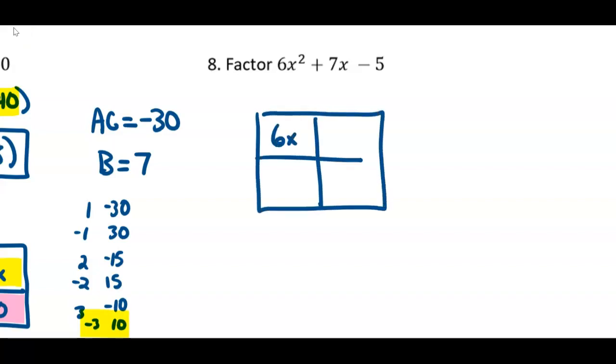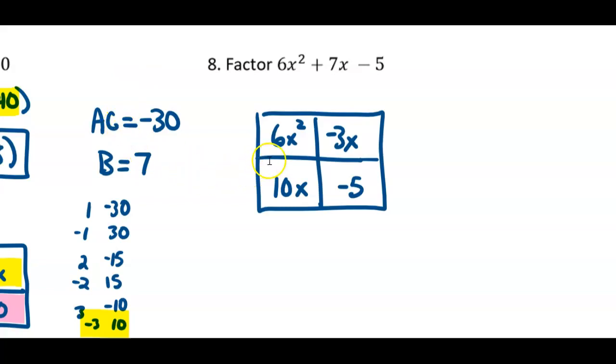Okay, 6x squared is in the top left, negative 5 is in the bottom right, and we use negative 3 and 10 in our other two boxes. I'm going to use 10 in this box because I like it with the 5. It makes sense to me. And then negative 3x up here. Okay, this one's a little bit harder because we have just bigger numbers that don't come out completely.